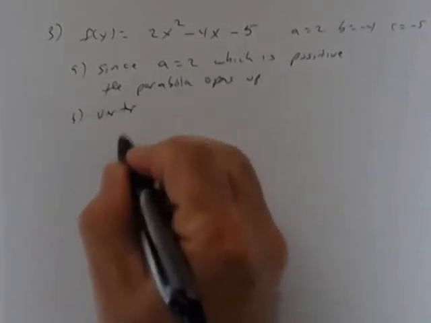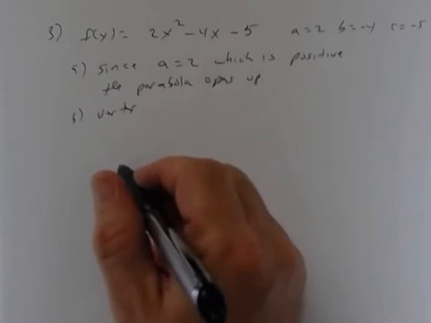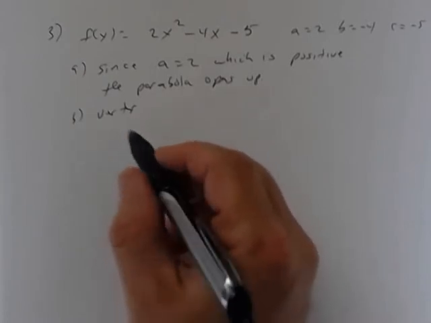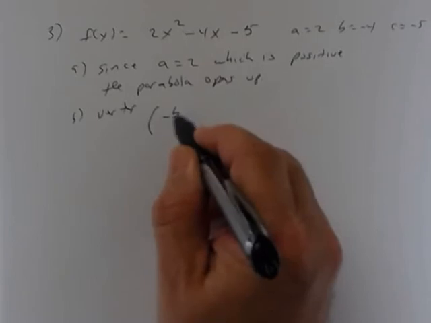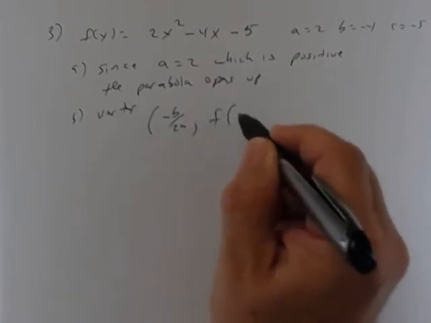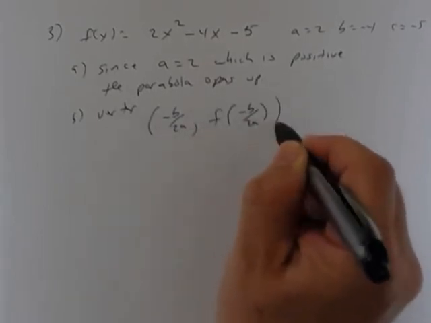So that's going to take us a few minutes, maybe 1 minute and a half or so. So remember, the vertex is negative b over 2a, comma, f of negative b over 2a.